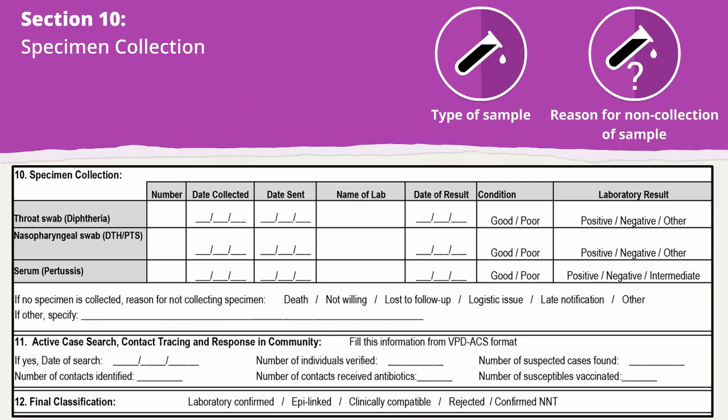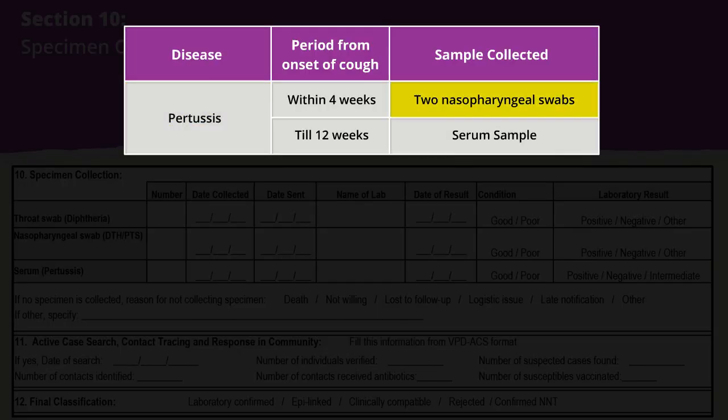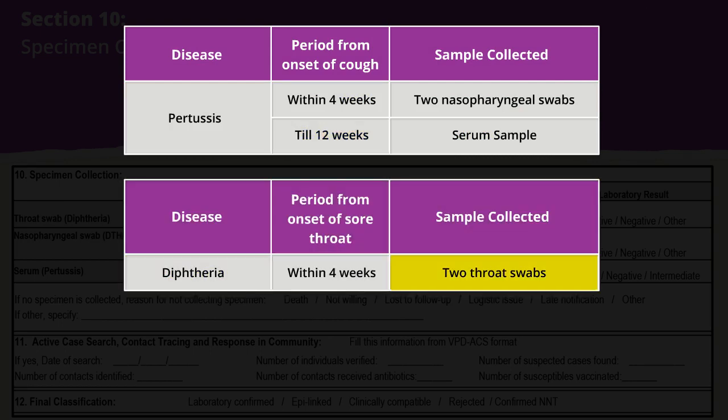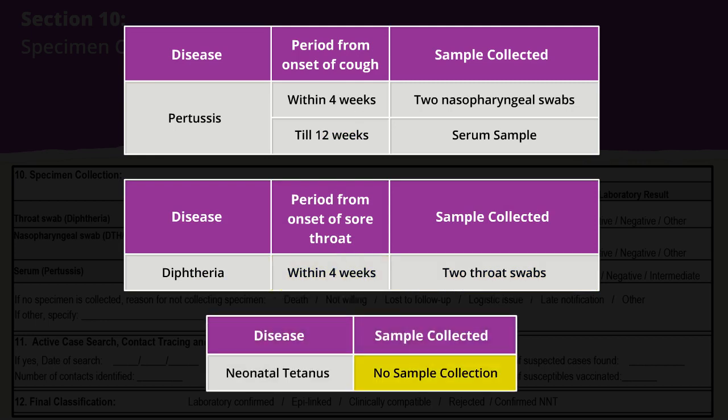In the Section 10, fill in the details of specimen collection. Remember to mention reasons if sample is not collected. In pertussis, 2 nasopharyngeal swabs should be collected within 4 weeks and serum should be collected till 12 weeks of onset of cough. In diphtheria, 2 throat swabs should be collected within 4 weeks of onset of sore throat. No sample has to be collected in neonatal tetanus case as its diagnosis is clinical one.